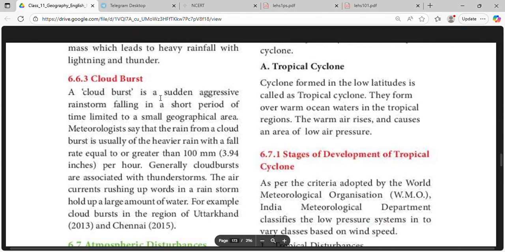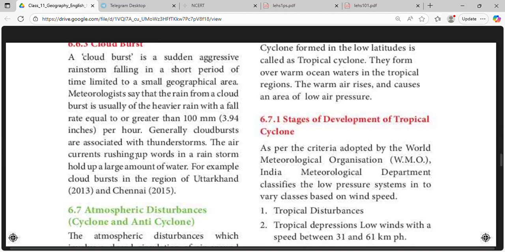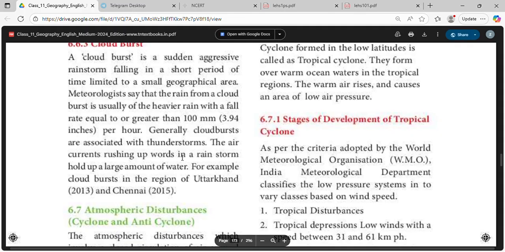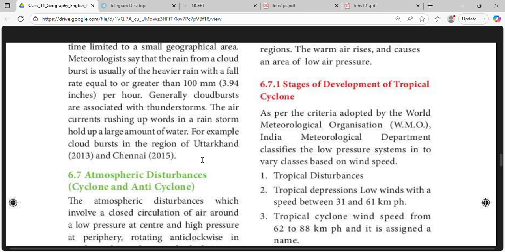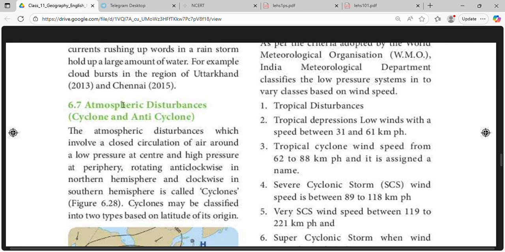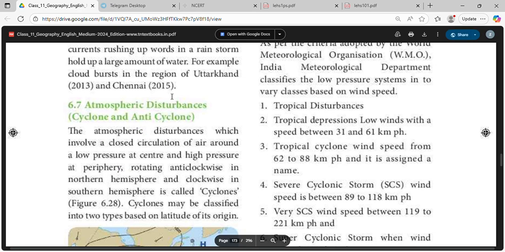Cloudburst is a sudden aggressive rainstorm falling in a short period of time limited to a small geographical area. Meteorologists say that the rain from a cloudburst is usually of the heavier rainfall with a fall rate equal to or greater than 100 mm per hour. Generally, cloudbursts are associated with thunderstorms. The air currents move outwards in a rainstorm, hold up a large amount of water. For example, cloudbursts in the region of Uttarakhand and Chennai, Uttarakhand 2013 and Chennai 2015.